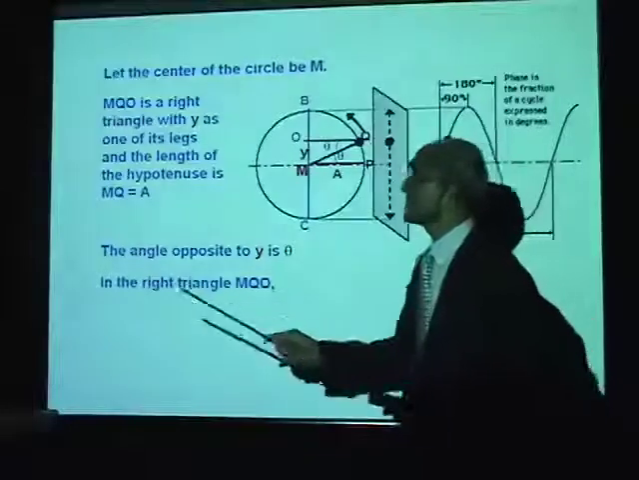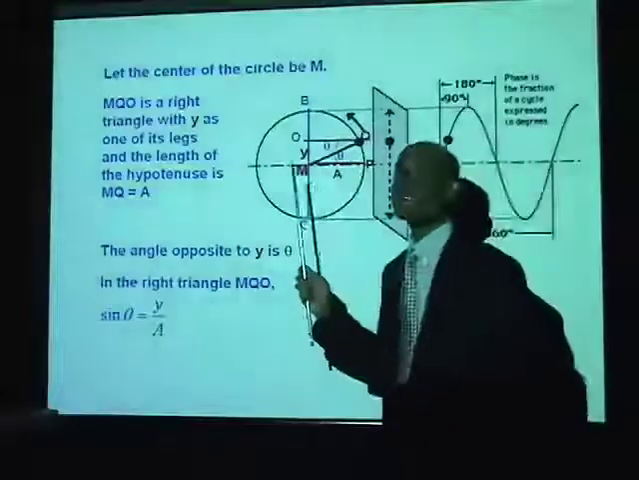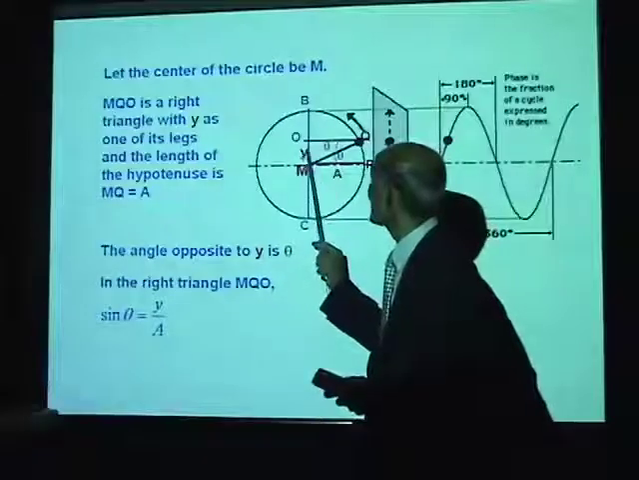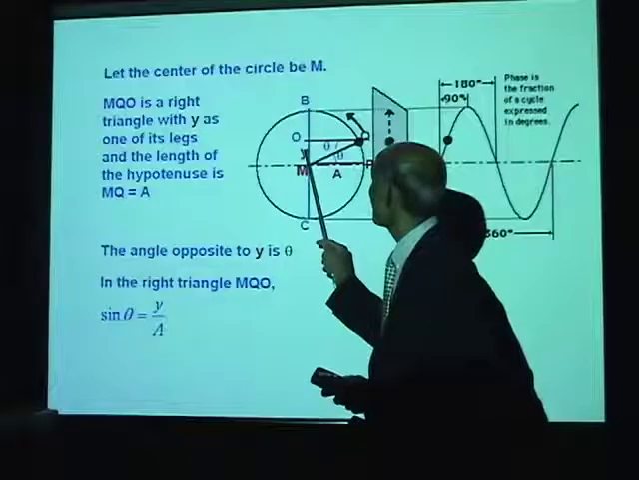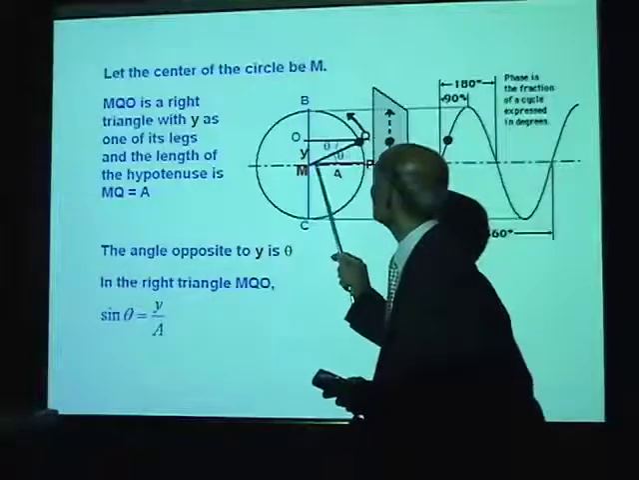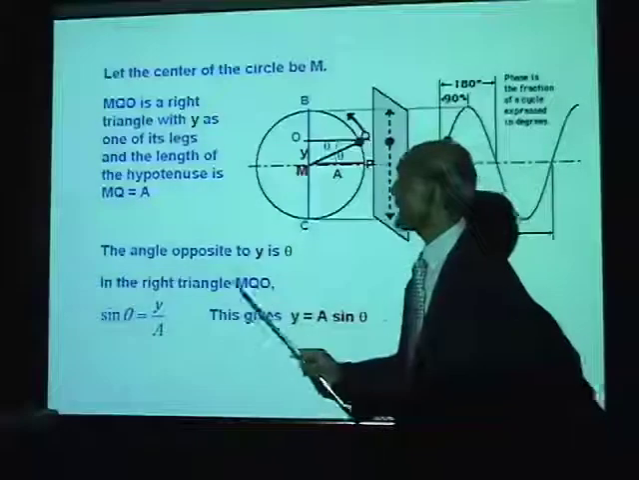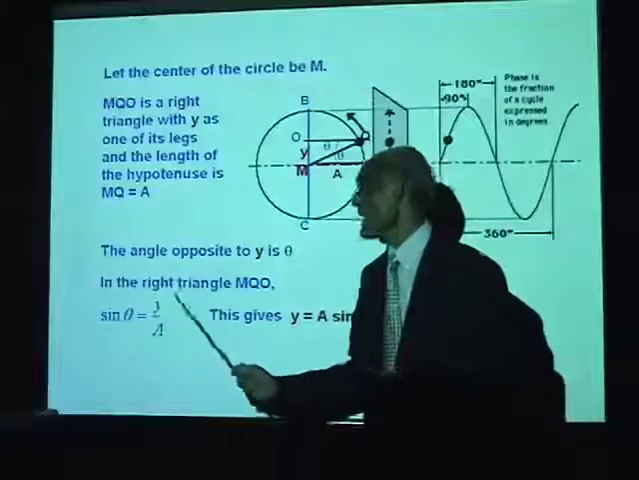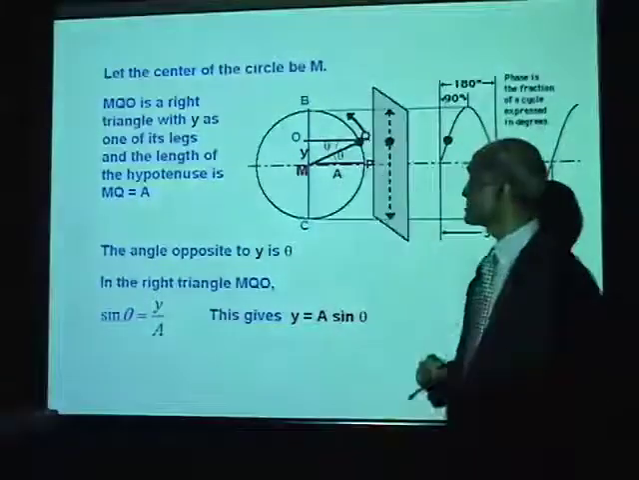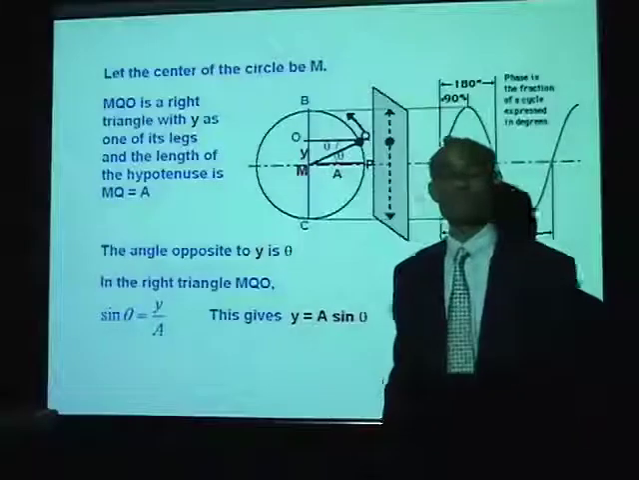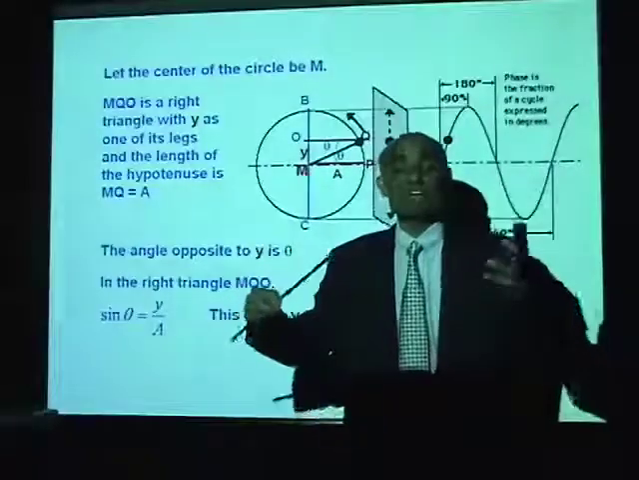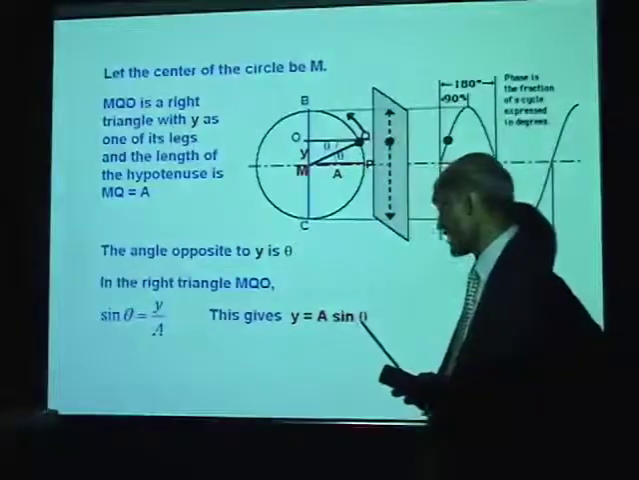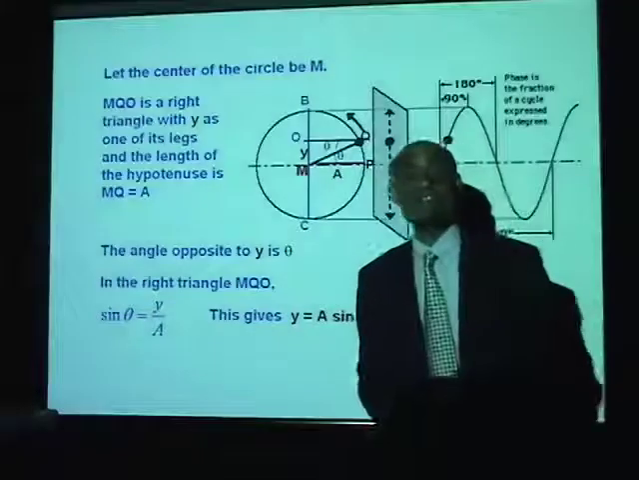Okay, so in the right triangle, what is sine of angle theta? You're familiar with your trigonometry. Sine theta is opposite side divided by hypotenuse. It will be y divided by A. MQ is A. And if I multiply both sides by A, I get y equal to A sine theta. You see how beautifully we got an expression for the displacement y as a function of the angle theta. y equal to A sine theta.